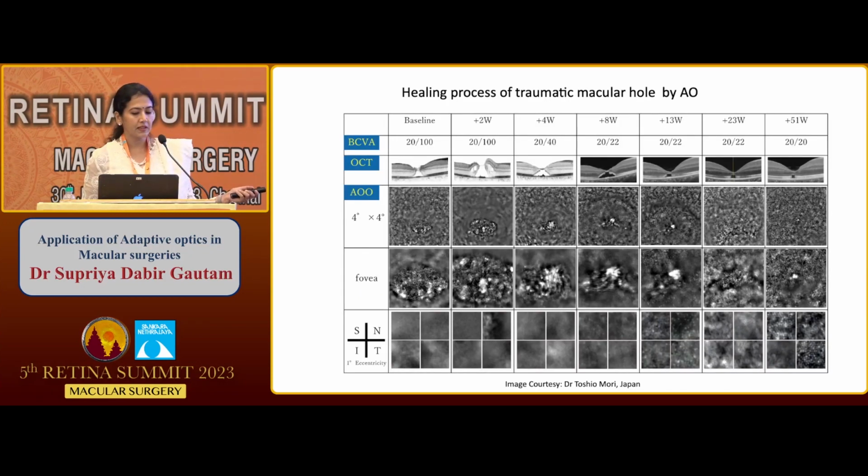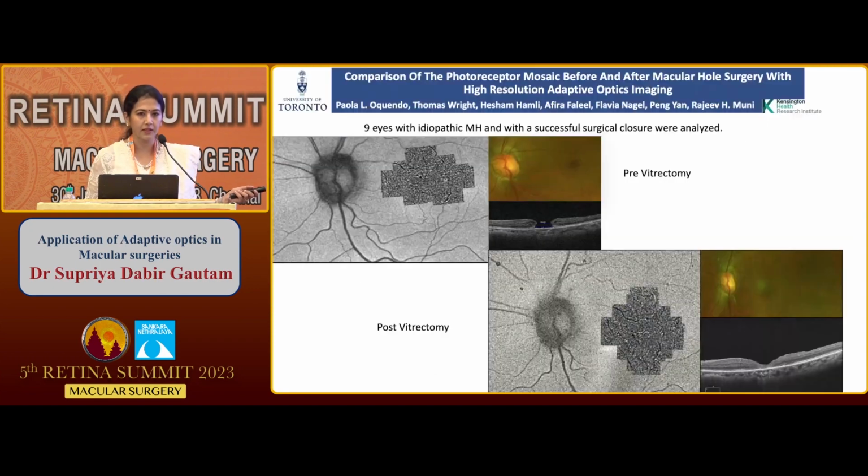This image shows the healing process of the traumatic macular hole with almost a 1-year follow-up, which is 52 or 51 weeks. We usually assume that the remodeling stops, but you can see how the remodeling continues. We can see the OCT here with a small ISOS disruption, and how the cone density keeps increasing at the center and the spacing keeps increasing. So there's remodeling of the photoreceptors even up to a year after healing.